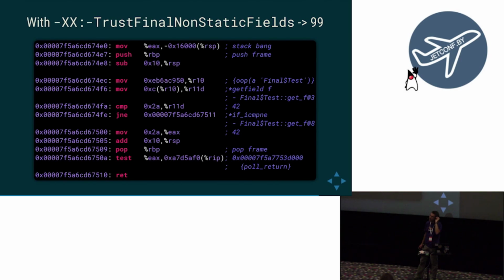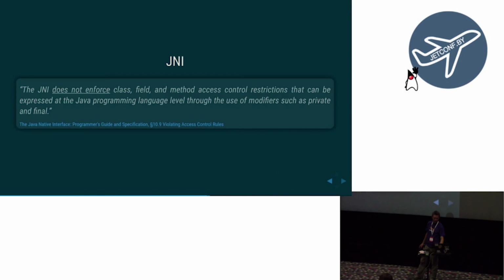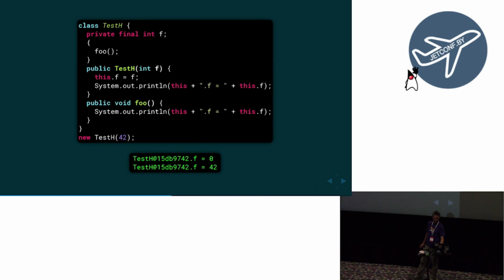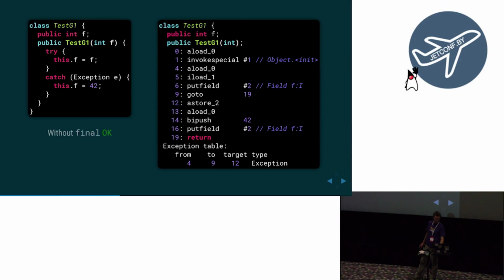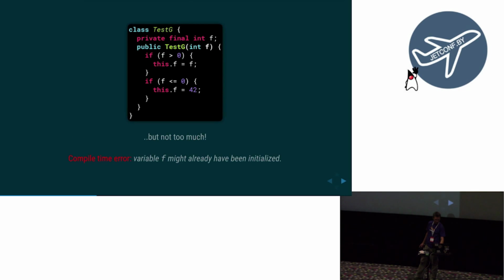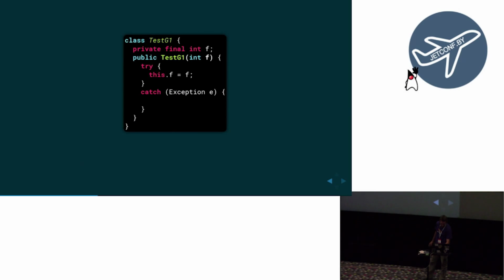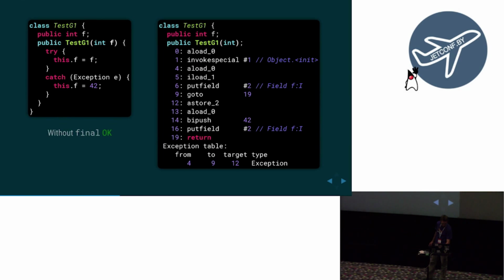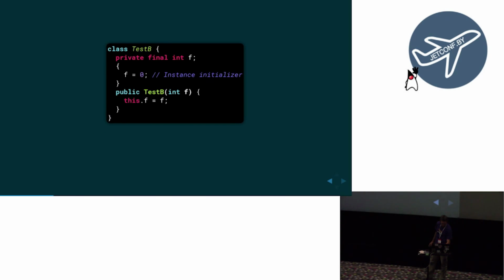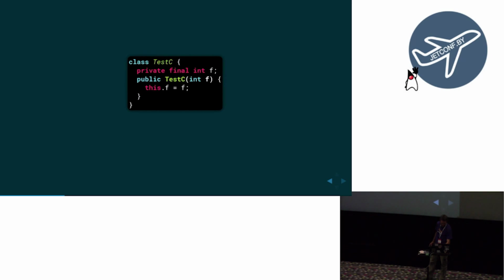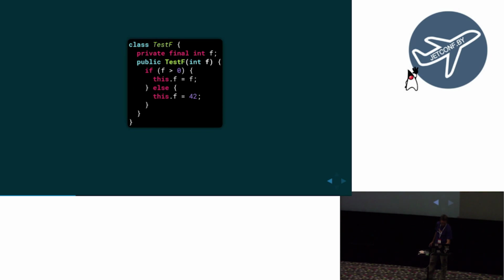In the very first example, where you had initialization to 42 of that final variable in the constructor, what happens if you call the getter several times? Does it get JIT compiled again and return the initial value, not the changed one? The very first one, where you had 42 in the constructor. Yes, like this, for example.